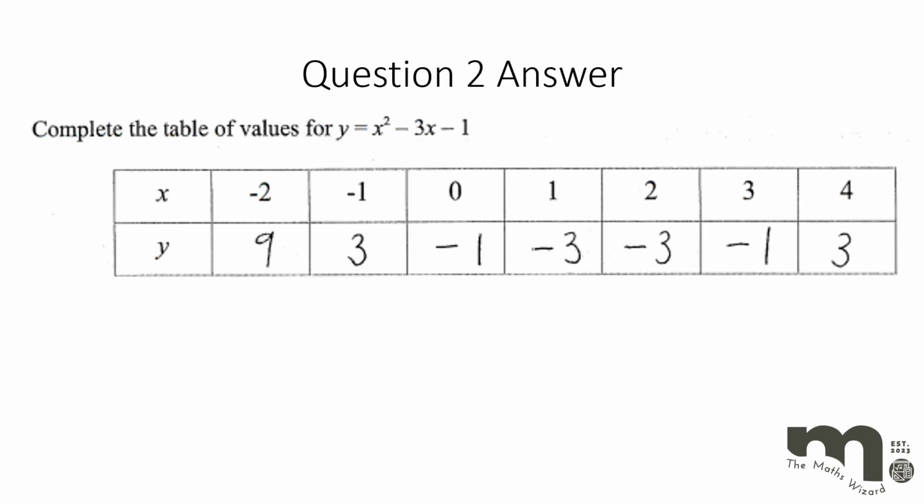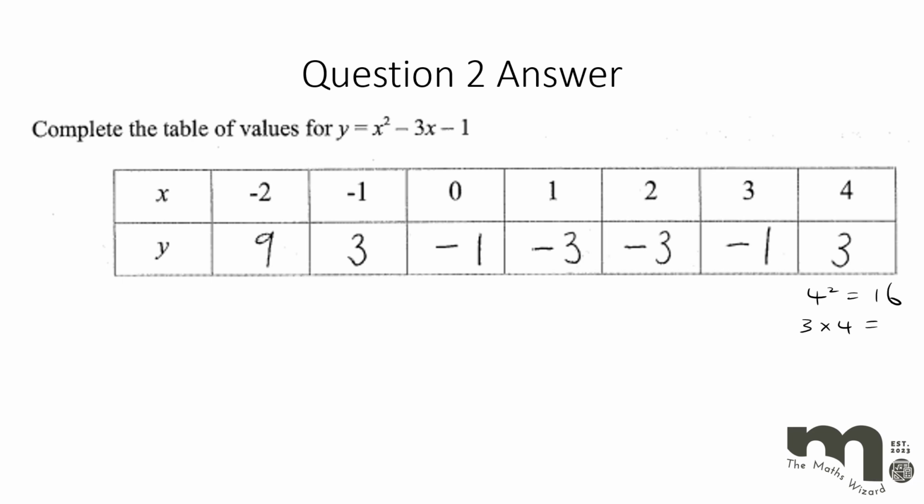So here is your answer to this second one. Let's just pick out a few of the values here to make sure you understand why these are the answers. So to start off with 4, we've got 4 squared, which is 16. Then we've got 3 times 4 in the middle, which is 12.